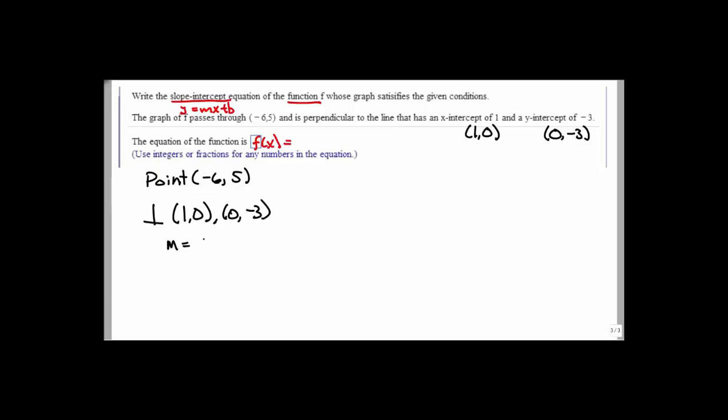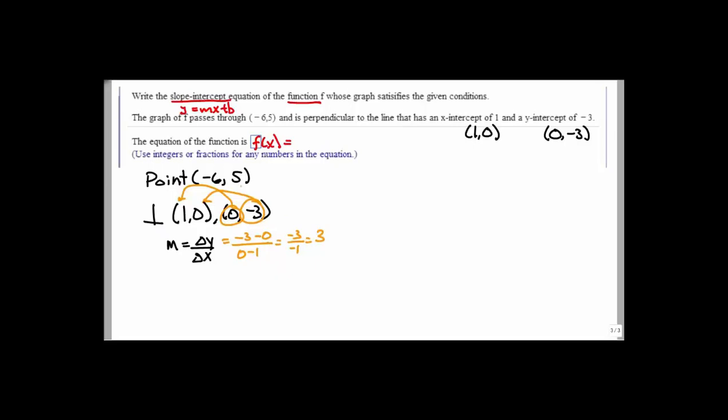Well, I need to find the slope. Remember, slope is change in y over change in x. And it doesn't matter which point I start with. I'm going to start with the negative 3 minus 0. And then, of course, I have to start with the same point, 0 minus 1. Negative 3 minus 0 is negative 3. 0 minus 1 is negative 1, so I have a slope of 3 here.